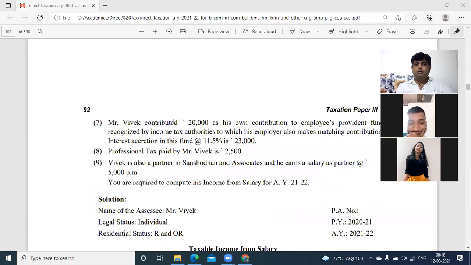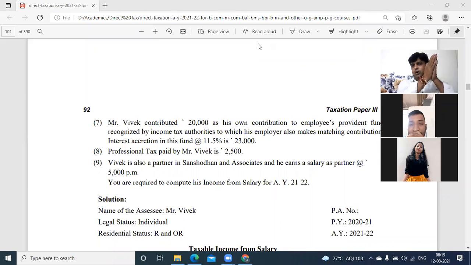Mr. Vivek contributes 20,000 to his own contribution to the employer's provident fund recognized by income tax authority. So it is known as recognized provident fund, RPF. While teaching only, I have told you there are 3 types of provident fund. One is statutory provident fund, which is also known as public provident fund. Other is recognized provident fund, RPF, and third one is unrecognized provident fund.